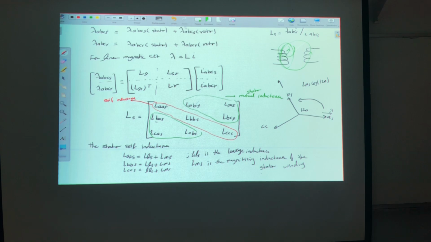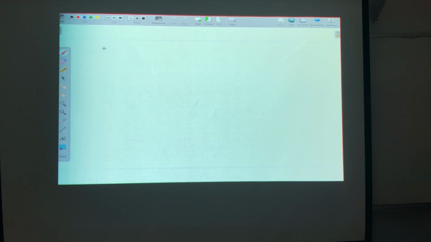Okay. So let's write it here. LABS will equal LBAS, which will equal LACS, which will equal LCAS, and finally LCBS, which will equal LBCS, and this will equal minus LMS over 2. Do you see where the 1 over 2 is coming from?